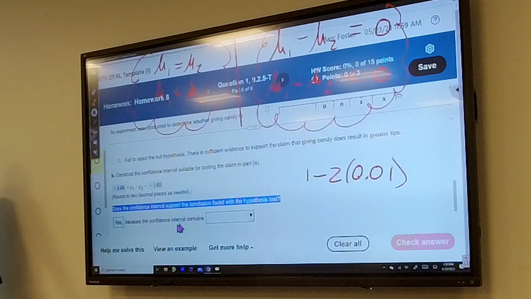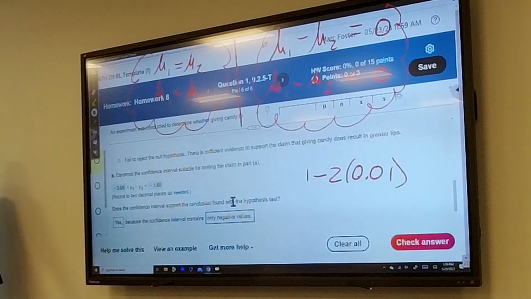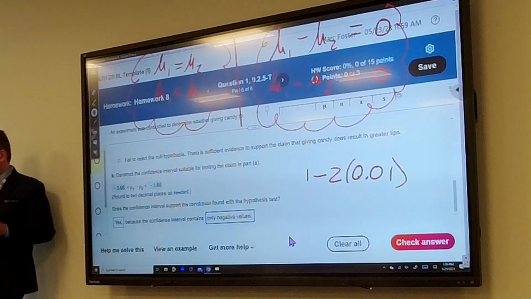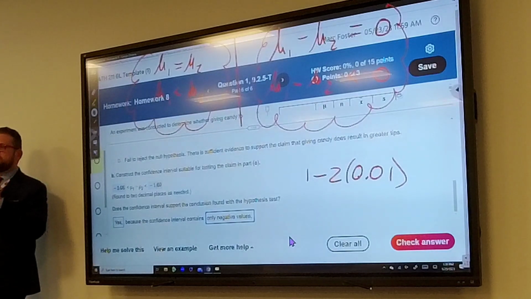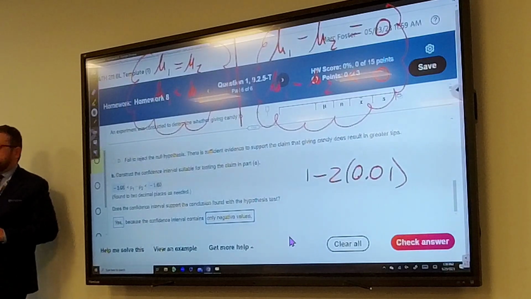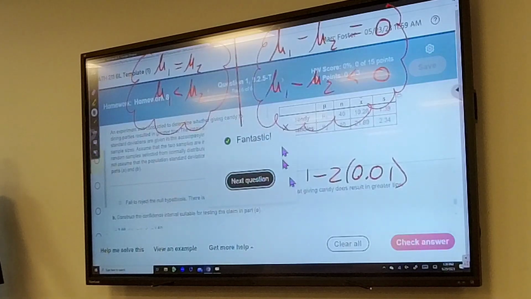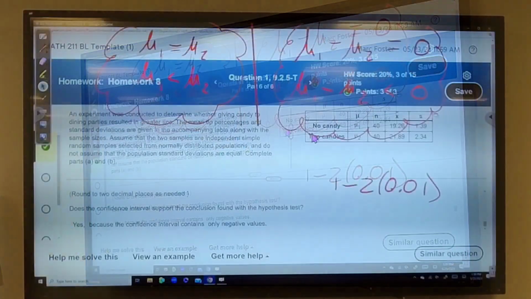In this case, it would support that conclusion because the confidence interval contains only negative numbers. That means mu1 minus mu2 is negative, and mu1 minus mu2 being negative means mu1 is less than mu2. And that's what our alternate hypothesis was. That's the end of this question.